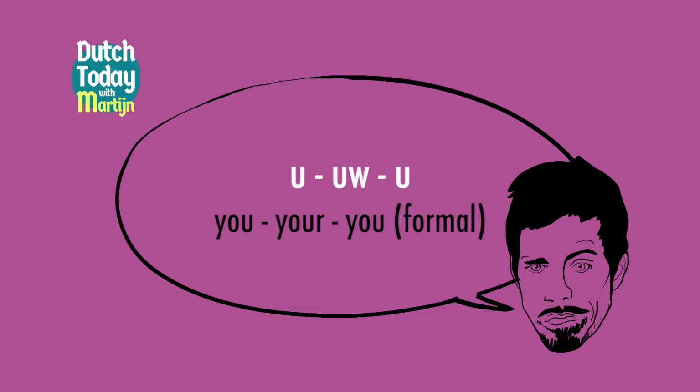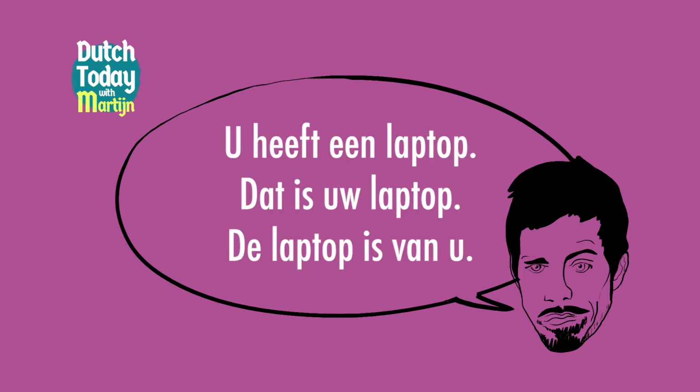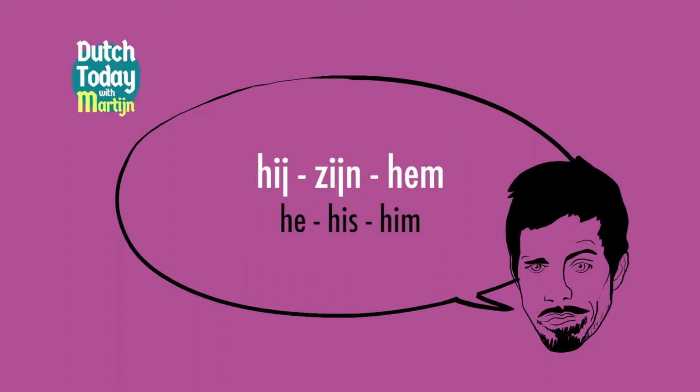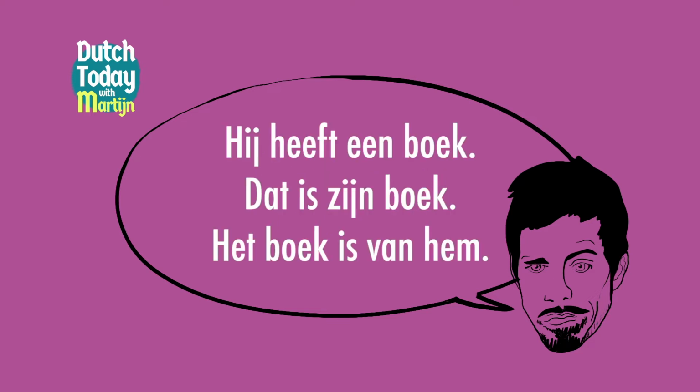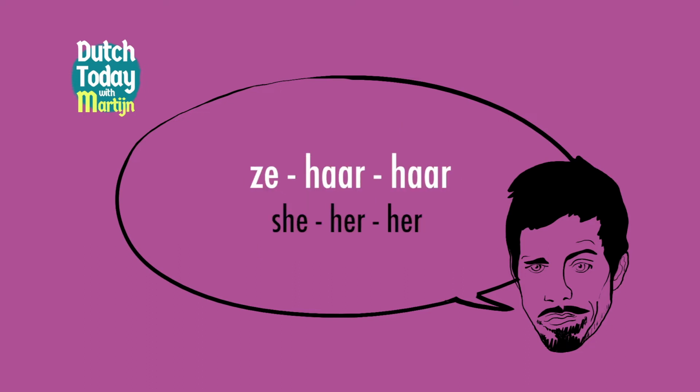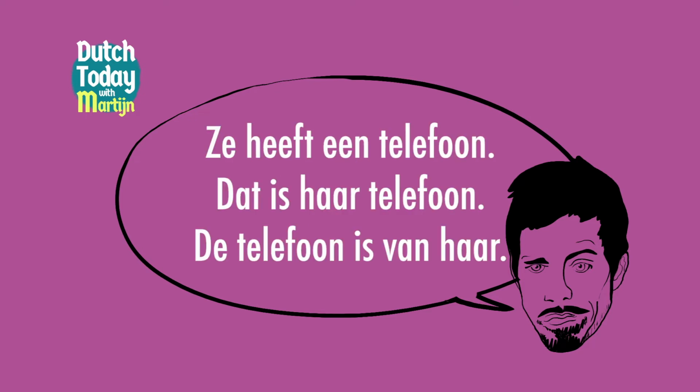U, uw, u. U heeft een laptop. Dat is uw laptop. De laptop is van u. Hij, zijn, hem. Hij heeft een boek. Dat is zijn boek. Het boek is van hem. Ze, haar, haar. Ze heeft een telefoon. Dat is haar telefoon. De telefoon is van haar.